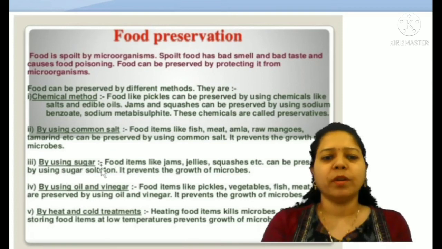By using sugar, the third method to preserve food. Food items like jam, jelly, squashes, etc. can be preserved by using sugar solution. It prevents the growth of microbes.